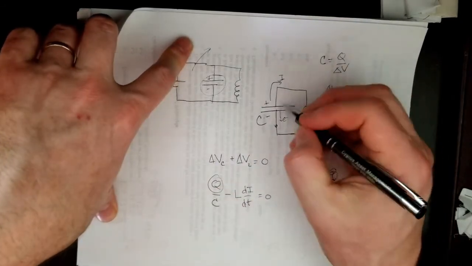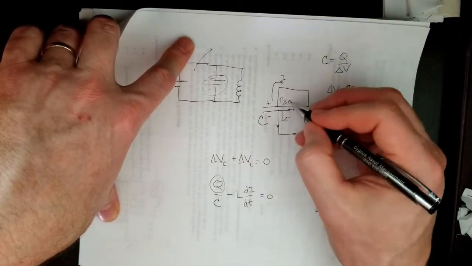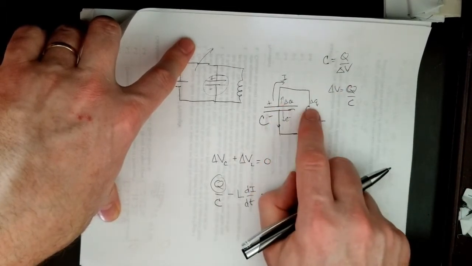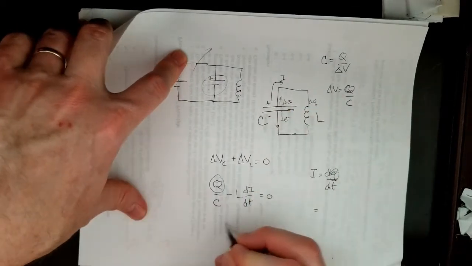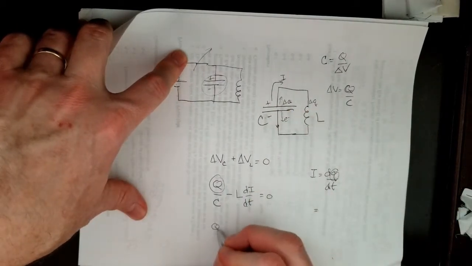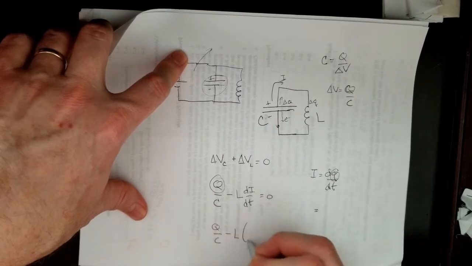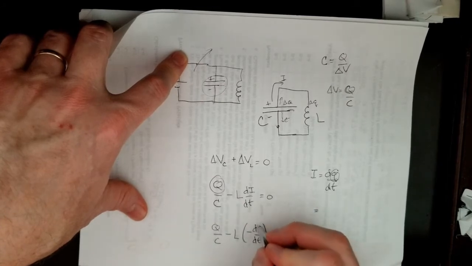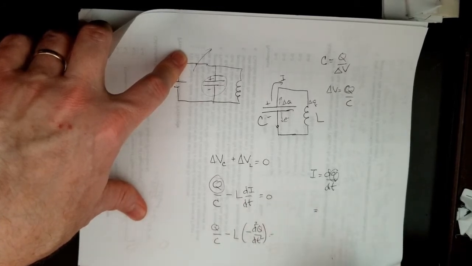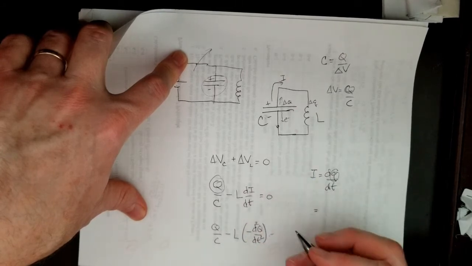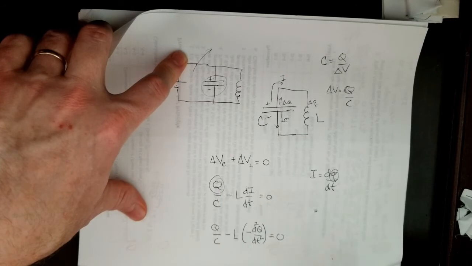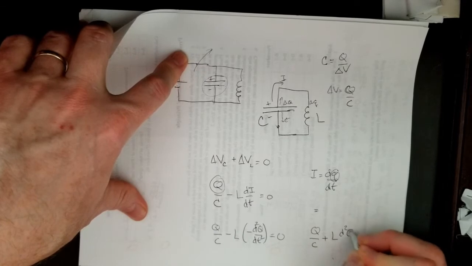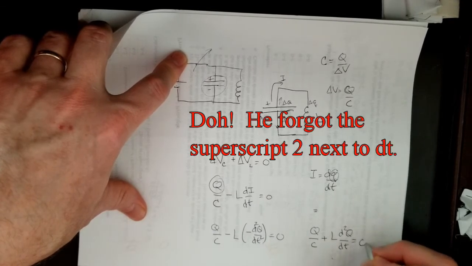As charge leaves here, so as there's a delta Q here, there is a delta Q there. So if that's negative, this is positive, because these are the charges coming from that. It depends on which one I want to do here. So this is Q over C minus L times negative d big Q dt, second derivative, because I is dq dt and we're taking the derivative again, equals 0. So I have Q over C plus L times the second derivative of Q with respect to time.